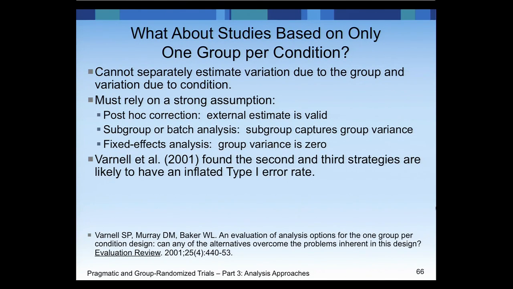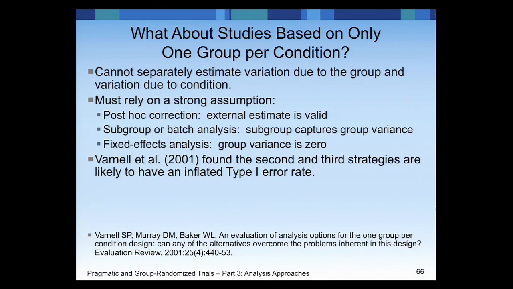What about studies based on only one group per condition? The example that I often cite is a study I saw when I was on study section at NIH some years ago, where an intervention was being delivered in Kansas City. San Antonio was being used as the control site. The first question that many would ask, of course, is how are San Antonio and Kansas City similar? Why would we ever pick those two?